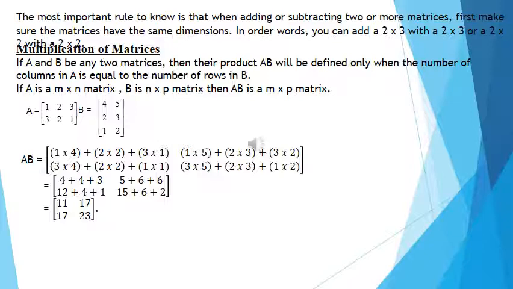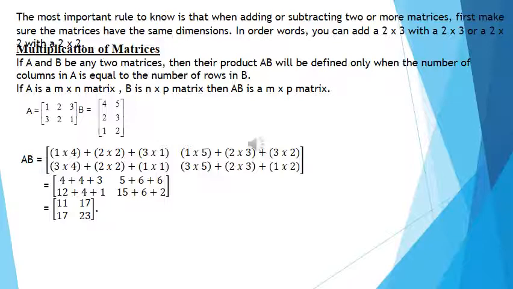So how to do the multiplication? See, the first row elements in A should be multiplied with the first column elements of B. So when you are doing the multiplication, add 1 into 4 plus 2 into 2 plus 3 into 1. This is the first row, first element of the AB matrix.